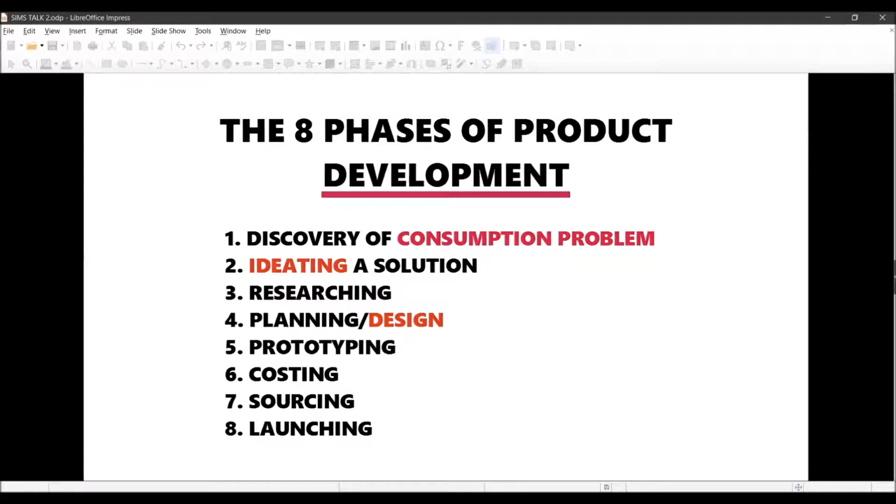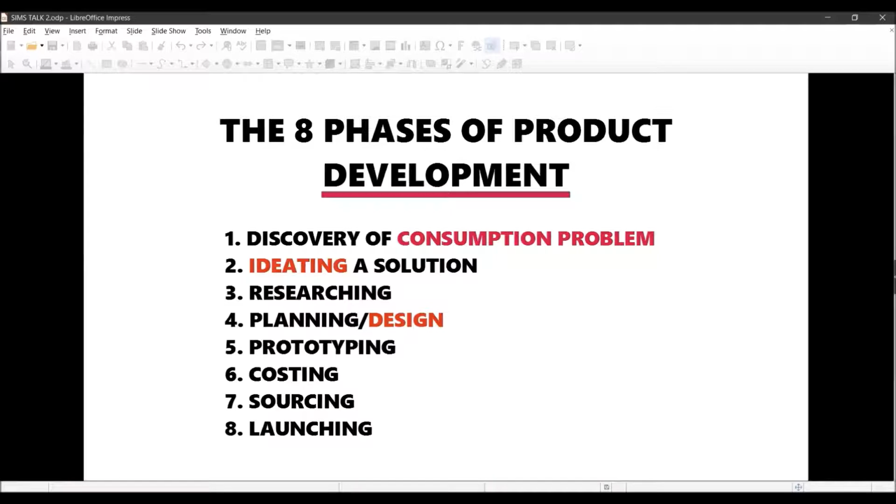Prototyping is development of a functional model of your idea. Here, until this particular time, the idea is still on paper. It is not real. It is not something that is workable. It is not a working model. So a prototype is a working model of your solution. And then you arrive at costing.